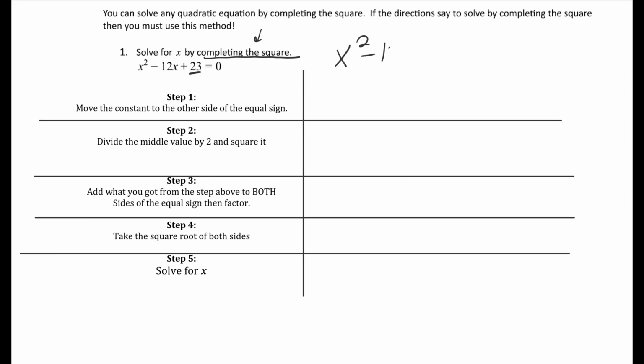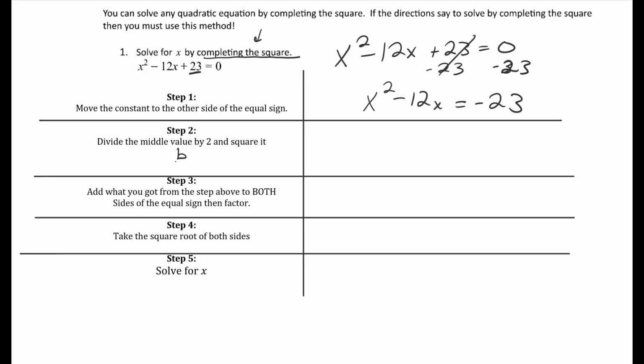So if I have x squared minus 12x plus 23 equals 0, the first thing I'm going to do is subtract that 23 on both sides, so that I have x squared minus 12x equals negative 23. And once my quadratic is in this form, ax squared plus bx equals c, then I can start completing the square. So I'm going to take the middle value, I'll call that my b value, I'm going to divide it by 2, and then I'm going to square it.